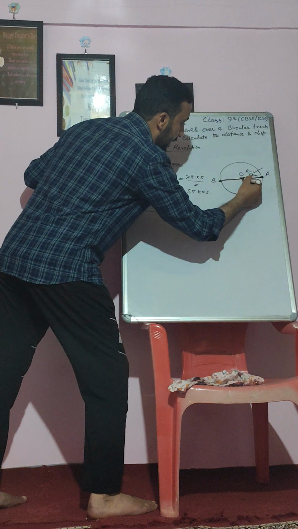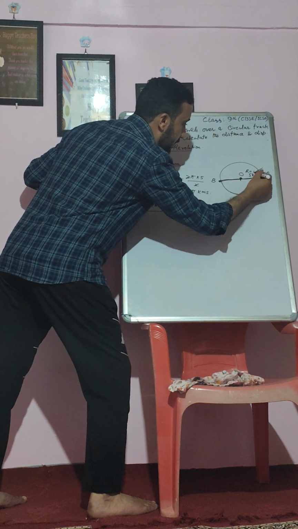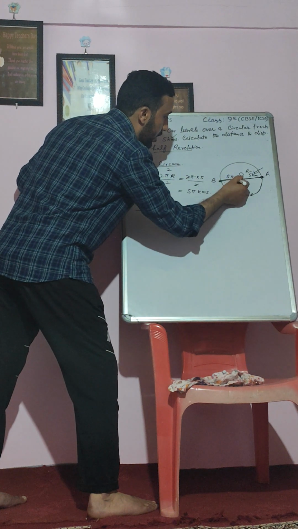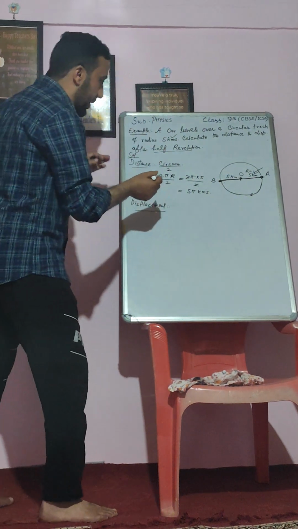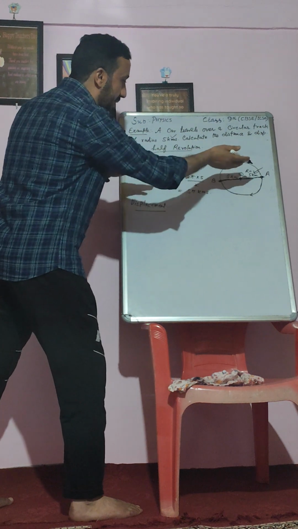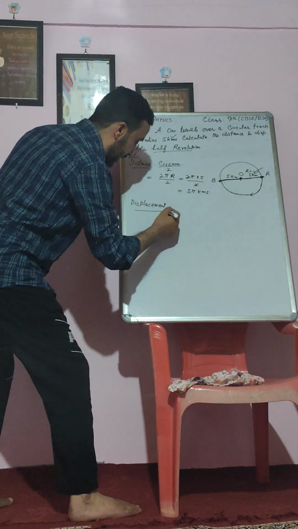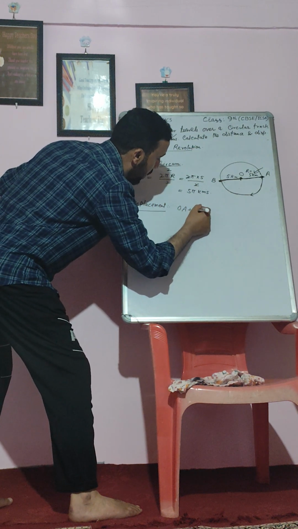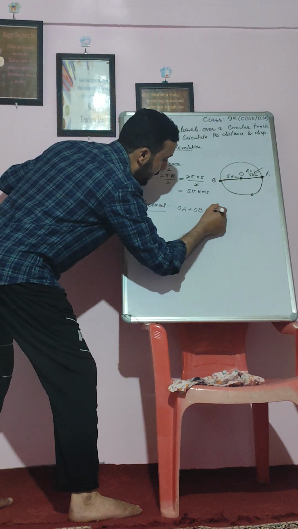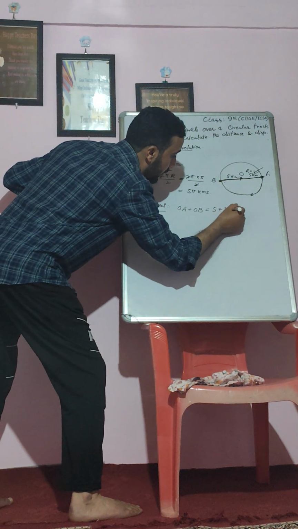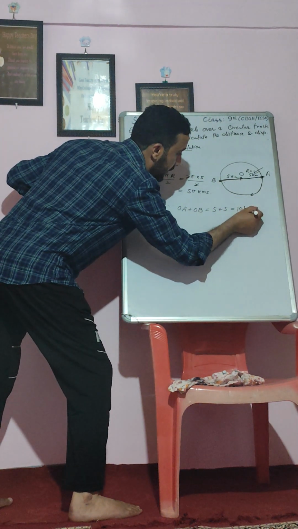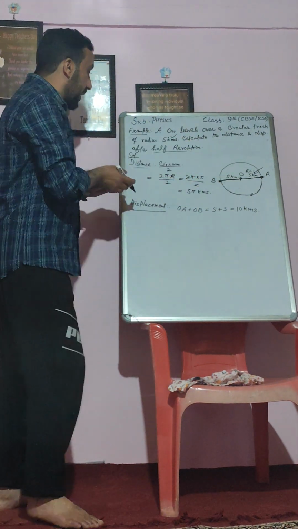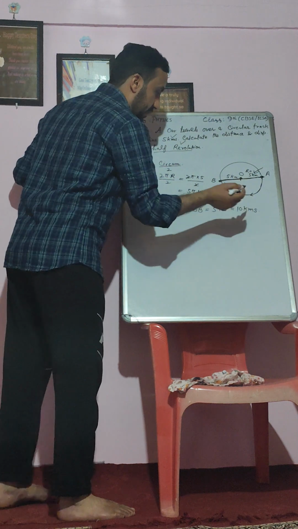From O to A, it is the radius, 5 kilometers. Similarly, from O to B, it is again 5 kilometers. So the length of the shortest path, the straight line path, is equal to OA plus OB, that is 5 plus 5, equal to 10 kilometers. That means the total displacement of the car when it makes a half revolution equals 10 kilometers.